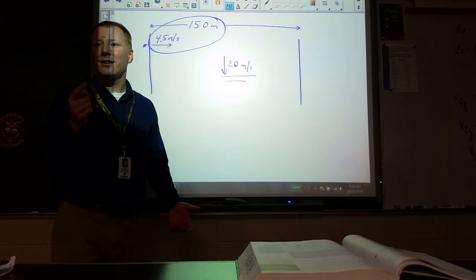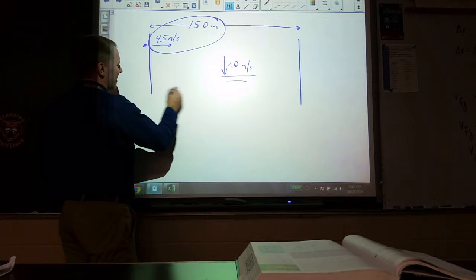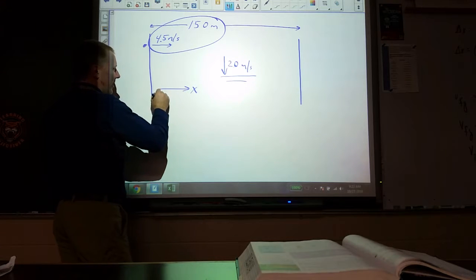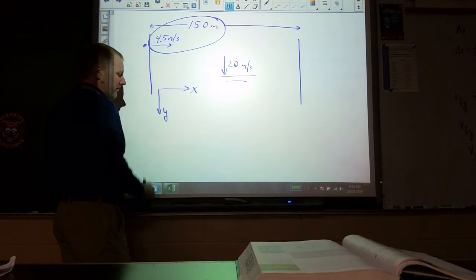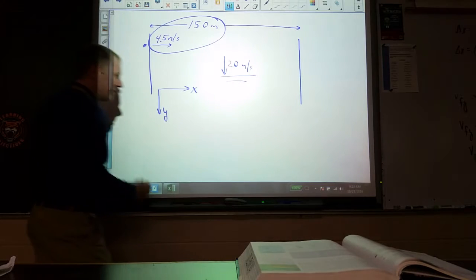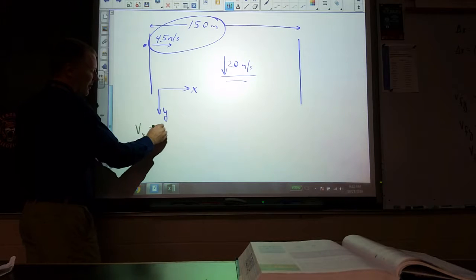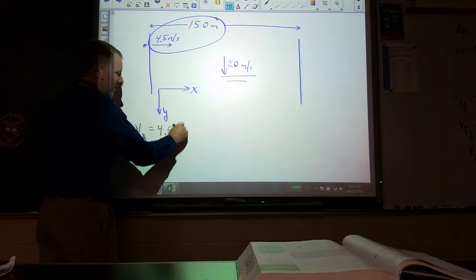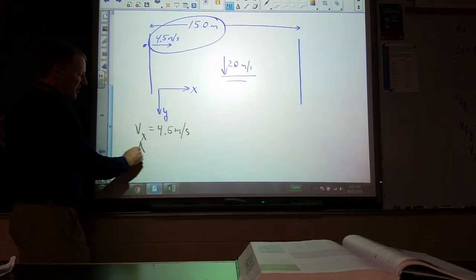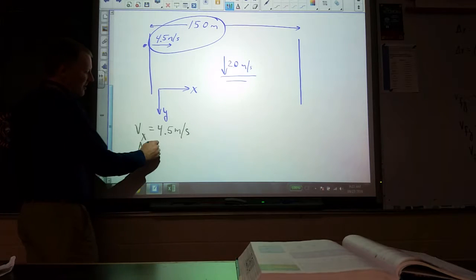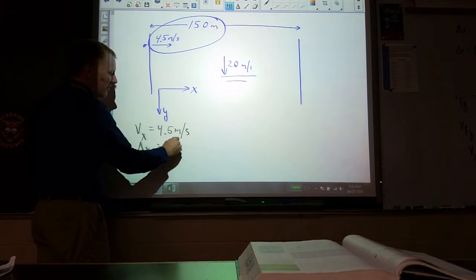So let's take a look at this. So we'll call this x and this y. And let's do these separately. So in the x, Jacob's absolutely right. We've got a velocity here. Velocity in the x is 4.5 meters per second. The change in our displacement in x is 150 meters.